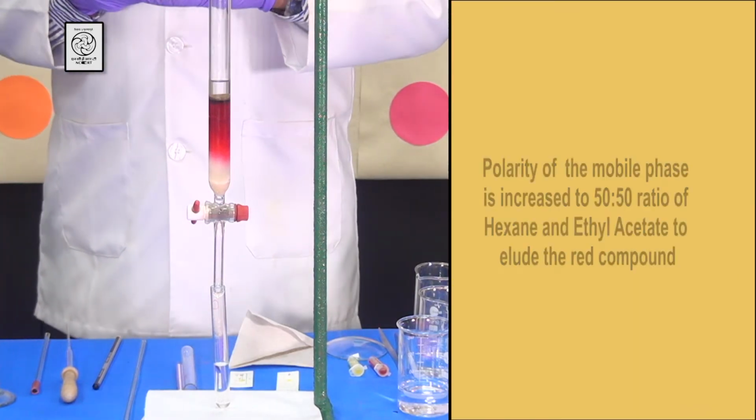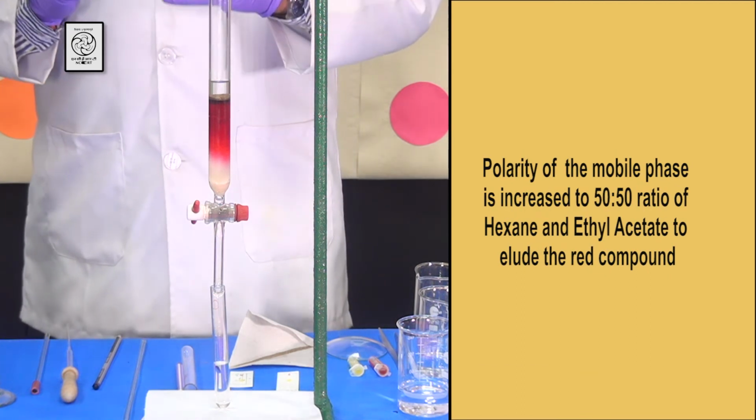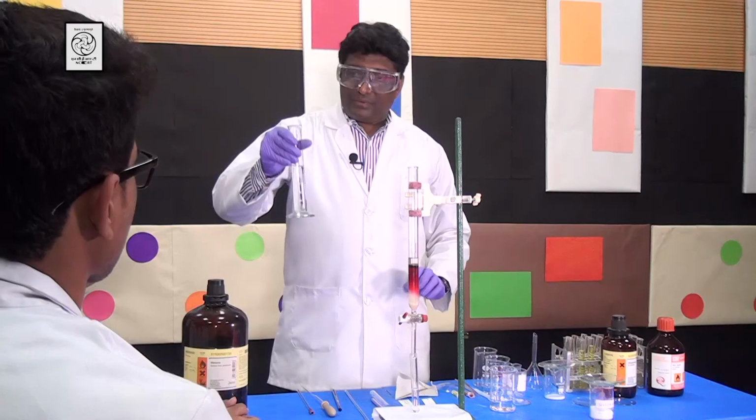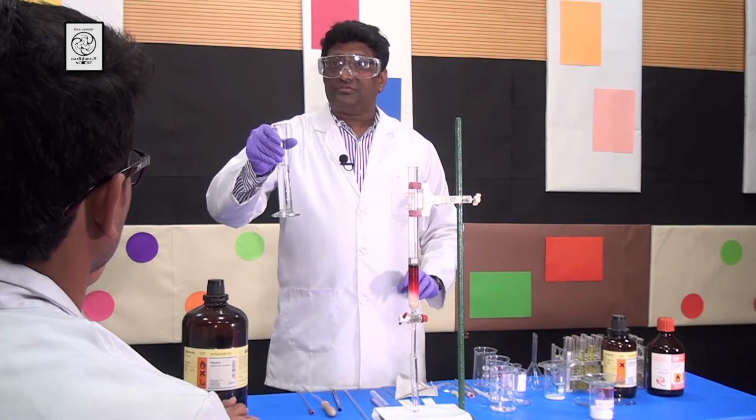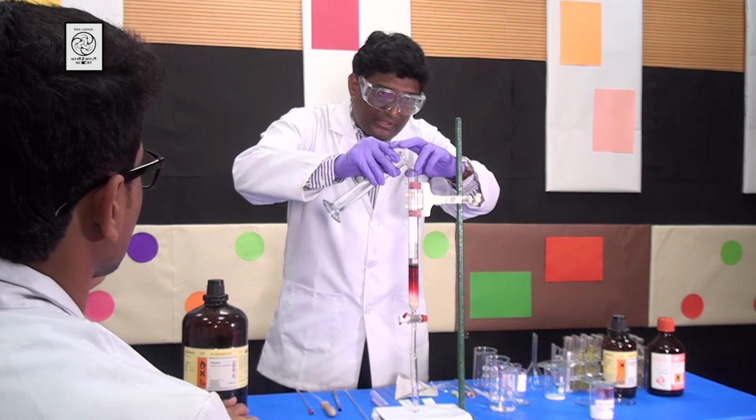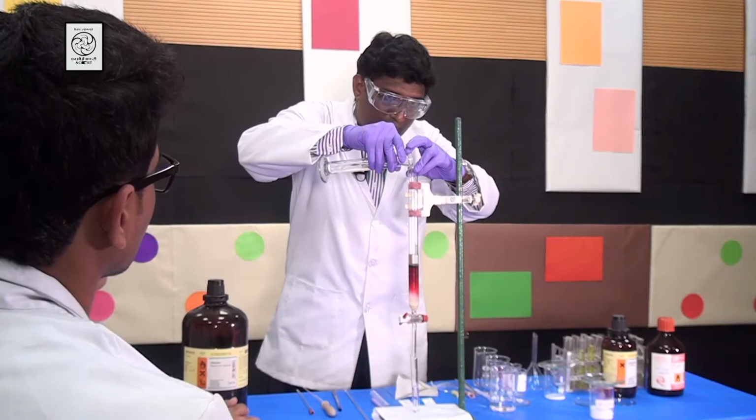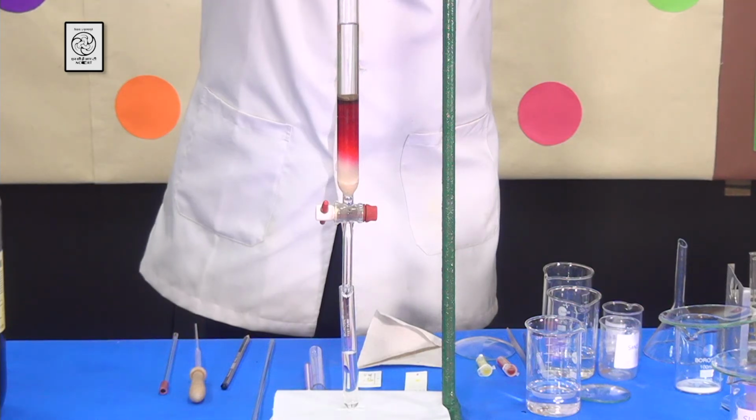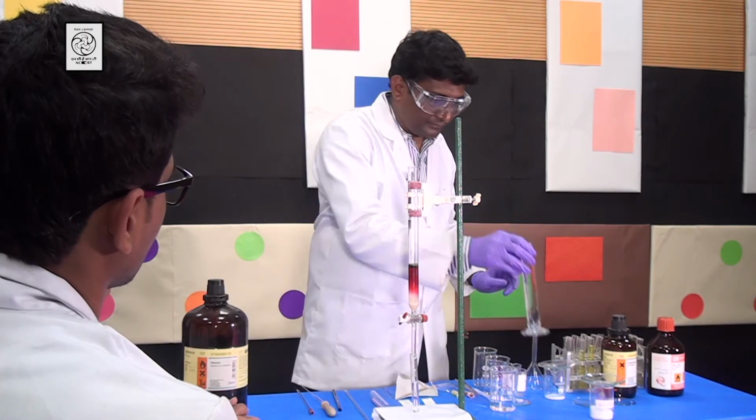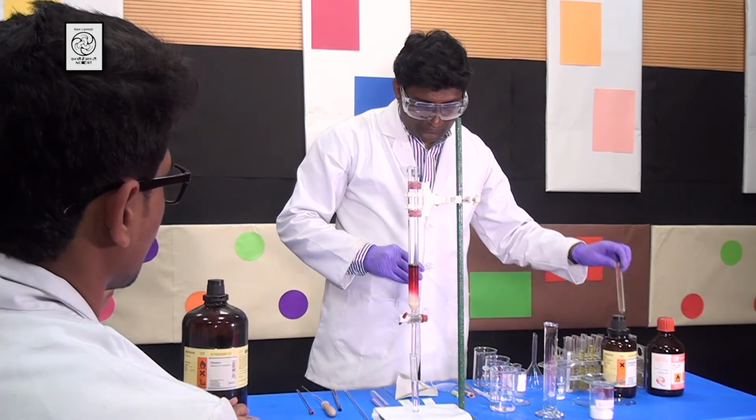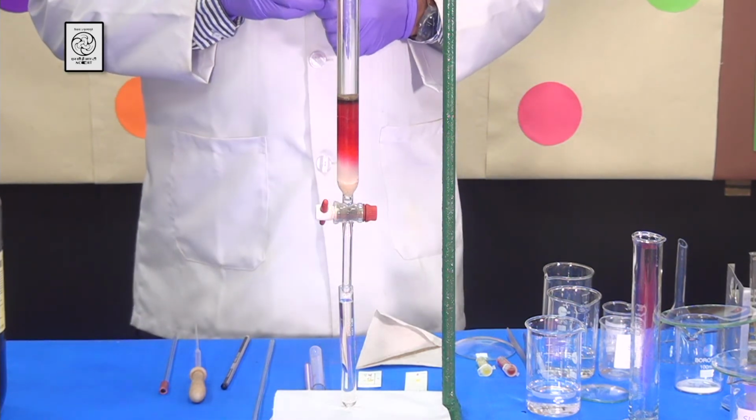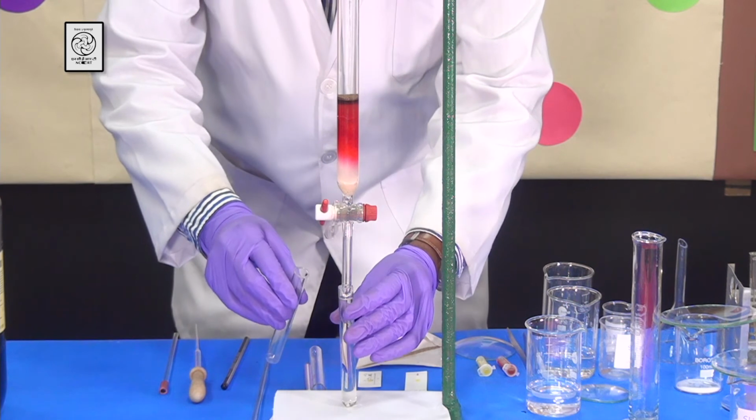Now, I am going to increase the polarity to 50-50 hexanes and ethyl acetate to elute my red compound. Here you can see I have a mixture of 50-50 hexane and ethyl acetate. Now, I am going to pour it here to elute my red compound. Again, pour it carefully so that it does not disturb the top layer. So, I will increase the speed a little bit. I am going to change the test tube.